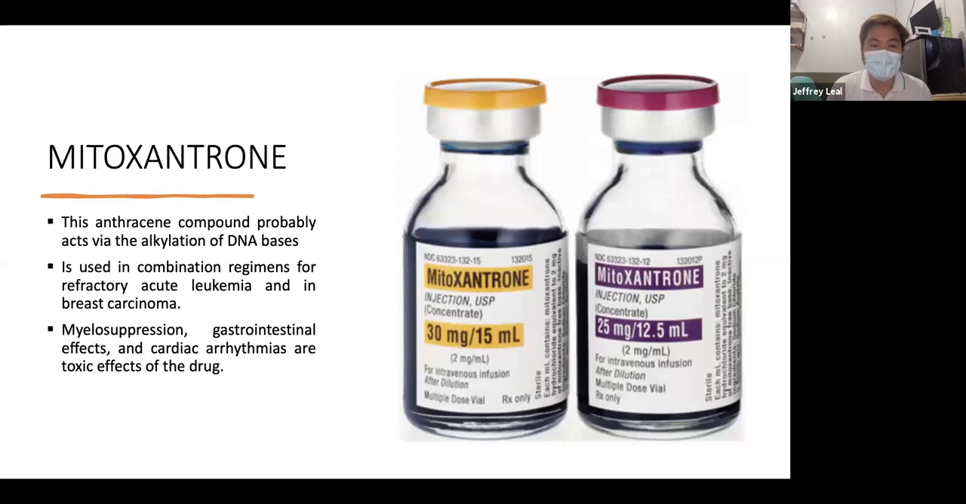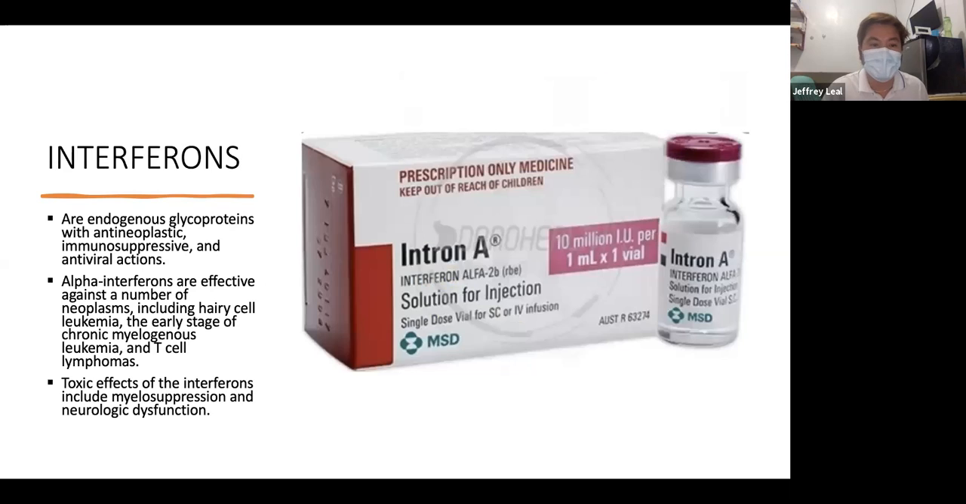We have the mitoxantrone, which this anthracenedione compound probably acts by the alkylation of the bases, and it is used in combination regimens for refractory acute leukemias and in breast carcinomas. So toxicities of your mitoxantrone would include myelosuppression, gastrointestinal effects, and cardiac arrhythmias also.